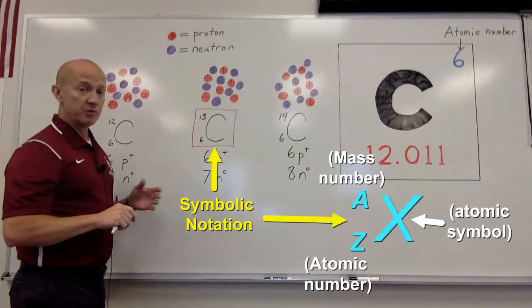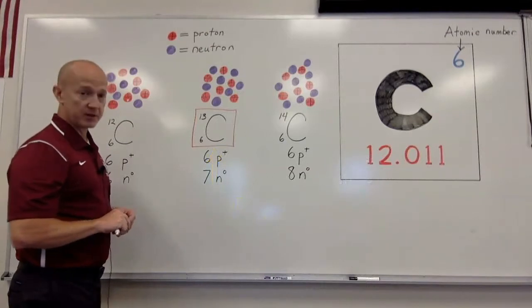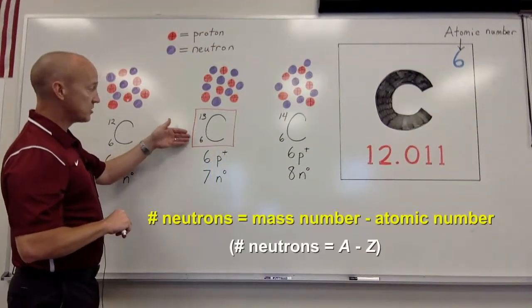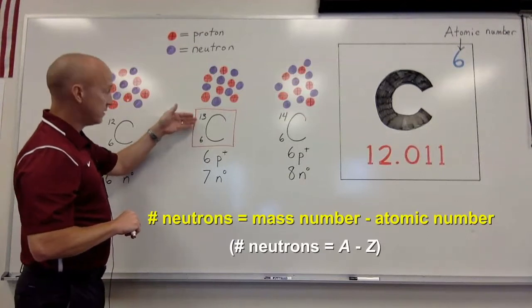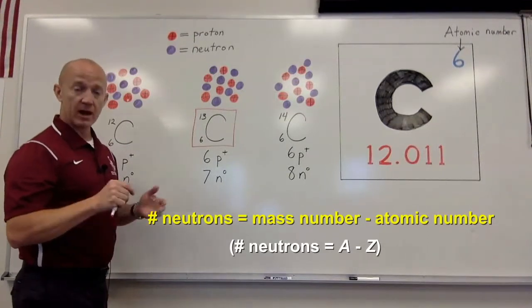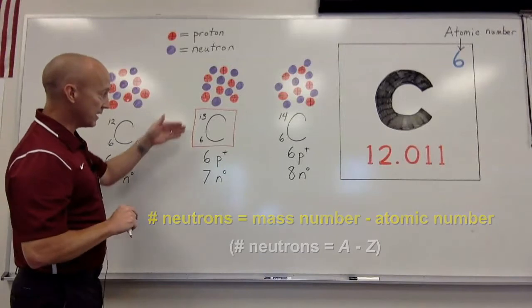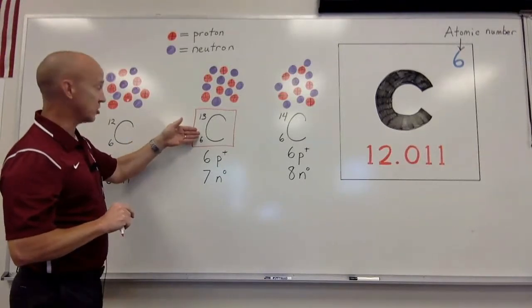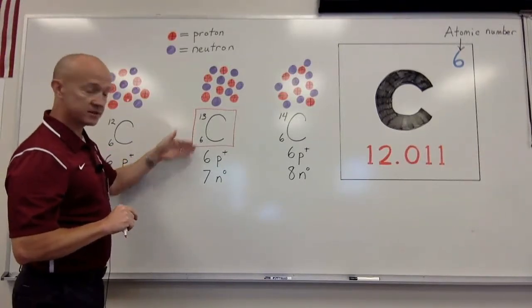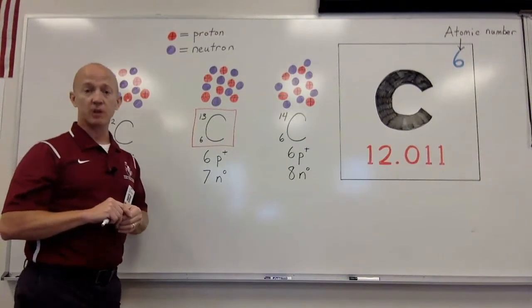To find the number of neutrons present in a particular isotope, all you have to do is subtract the atomic number from the mass number, and you have the number of neutrons. Therefore, we can easily see that this isotope has 13 minus 6, 7 neutrons.